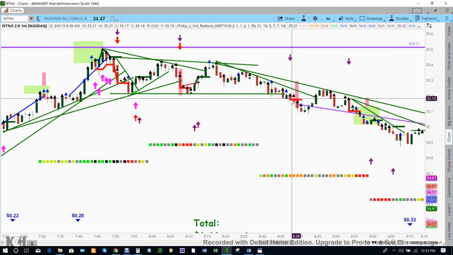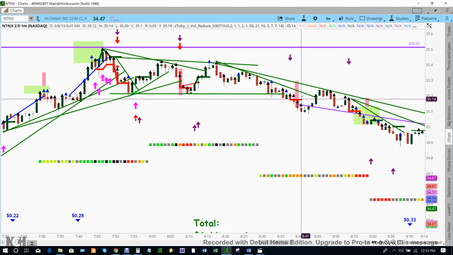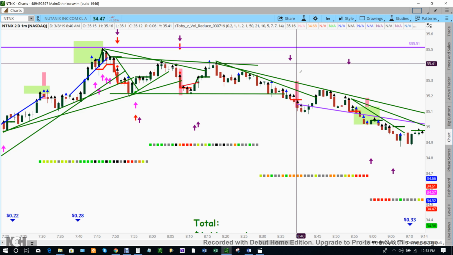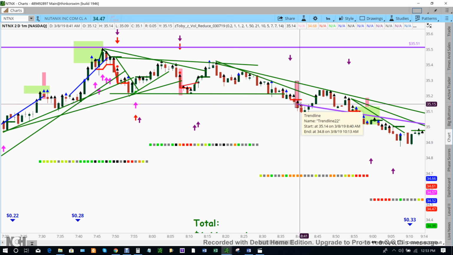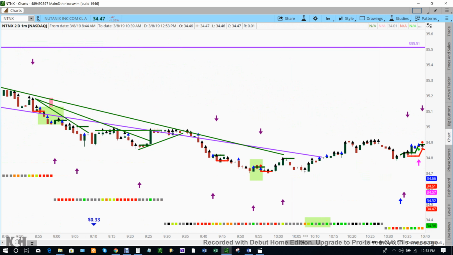And so I got in here. My program automatically drew in this red line and this down arrow, and the price broke through. Boom, I'm in, and I just take that price and ride it all the way down.